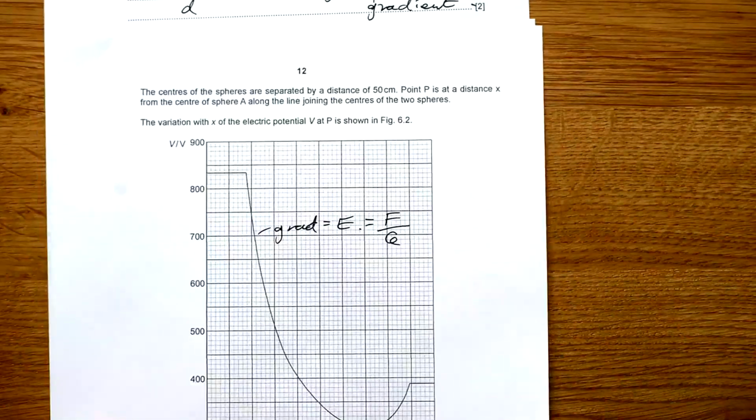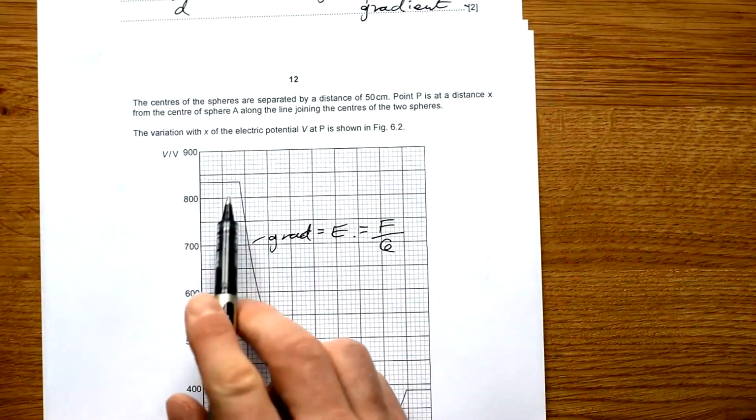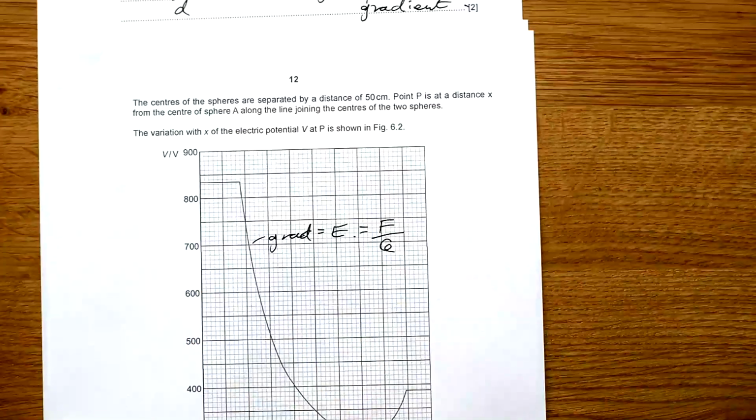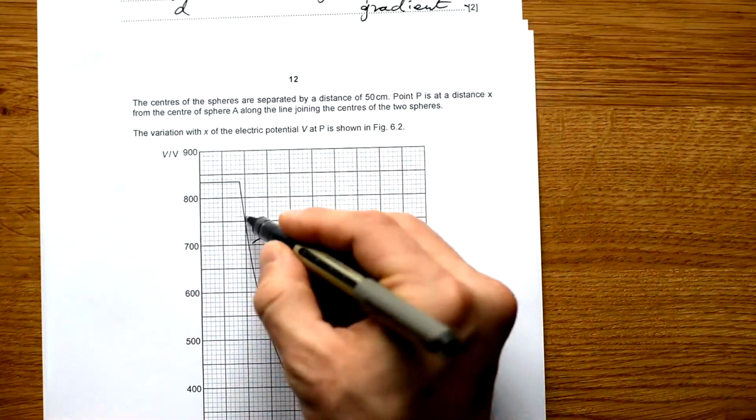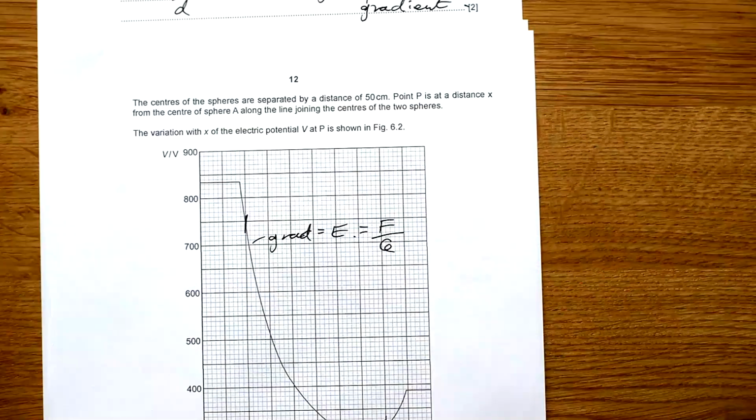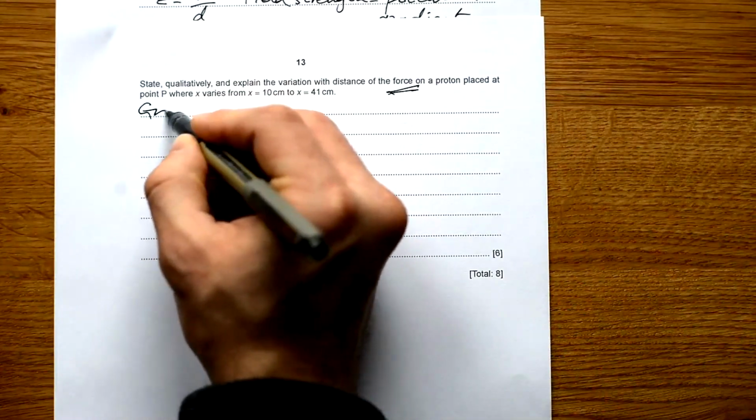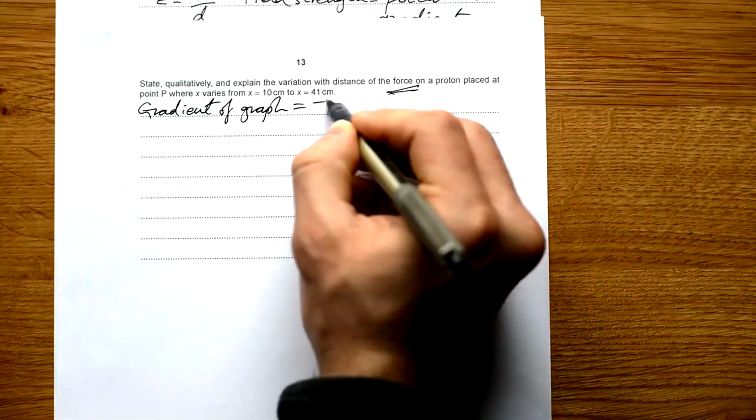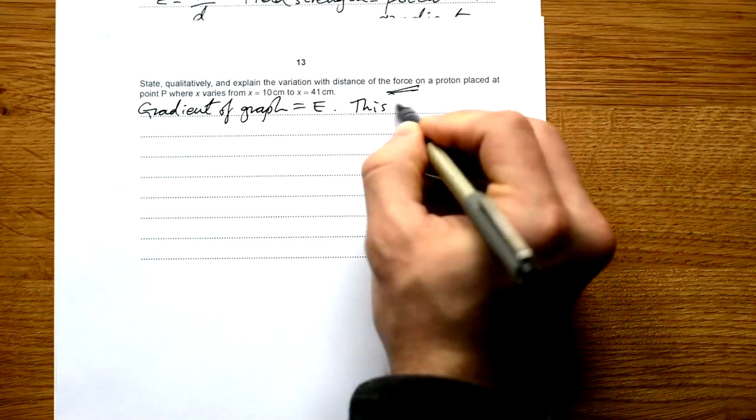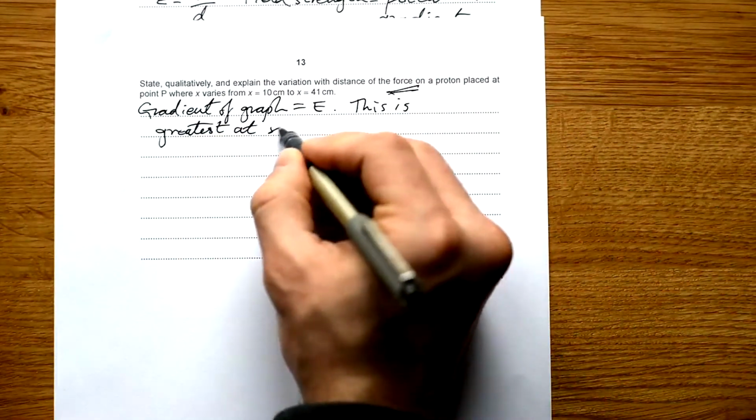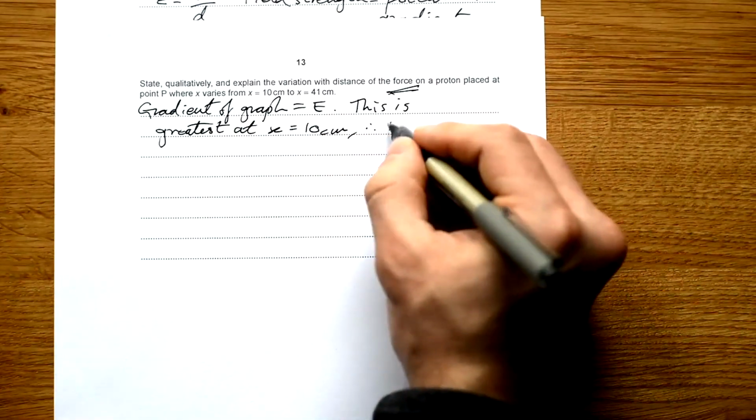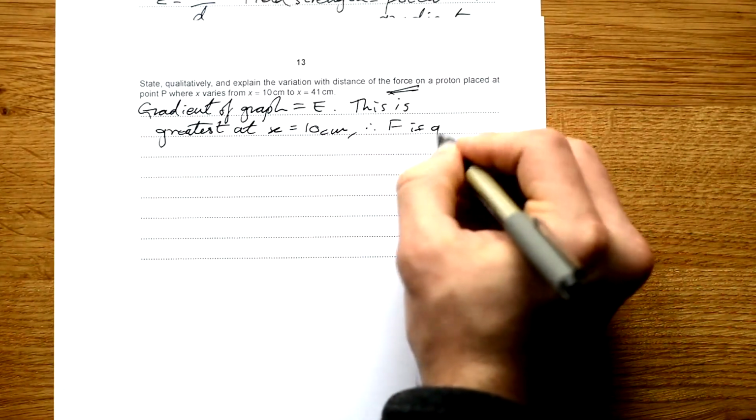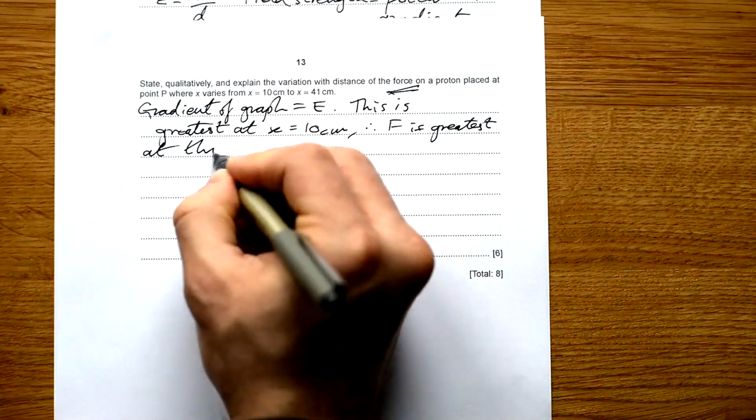So where do we have the greatest gradient? We have it at this point here. So we are going from 10 to 40. First thing we say is gradient of graph equals field strength. This is greatest at x equals 10. Therefore, force is greatest at this point.